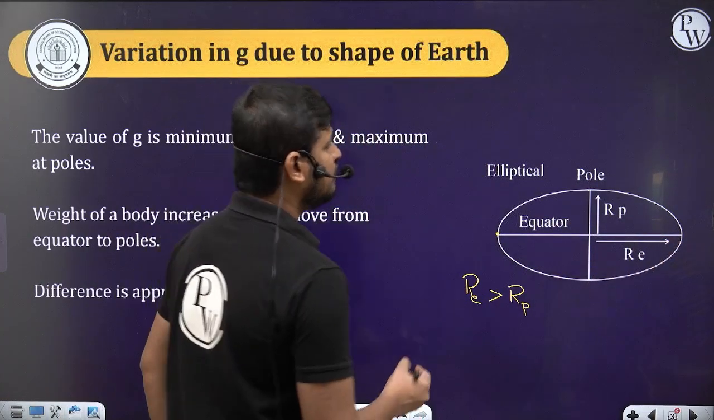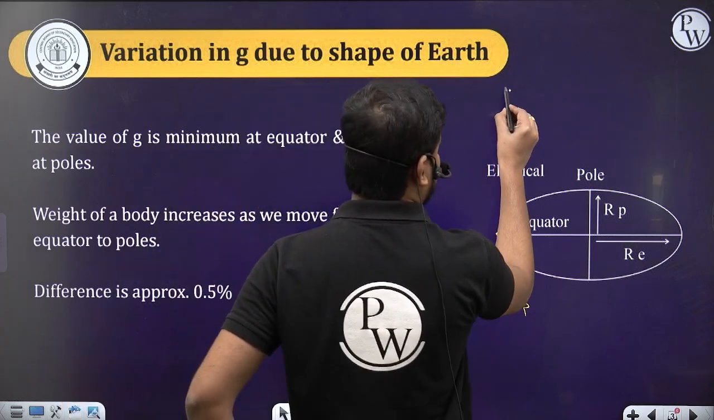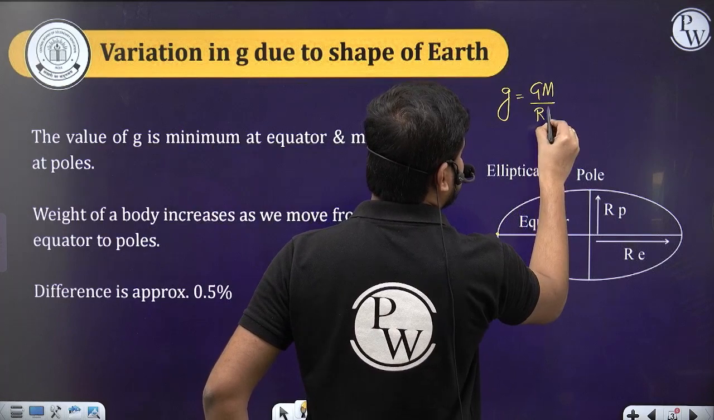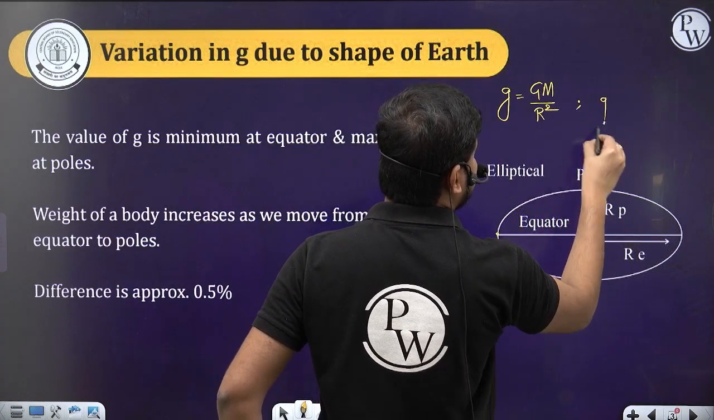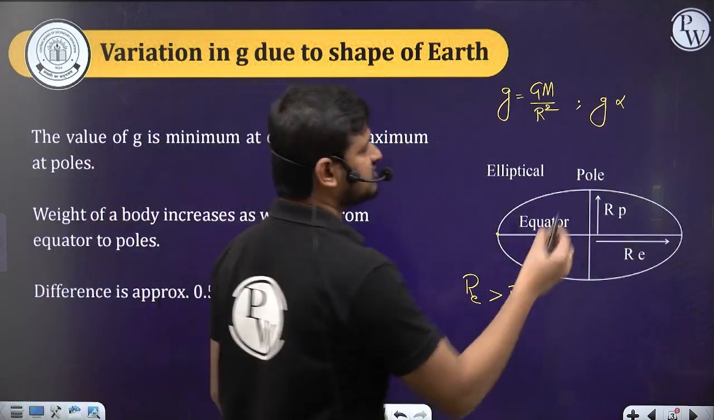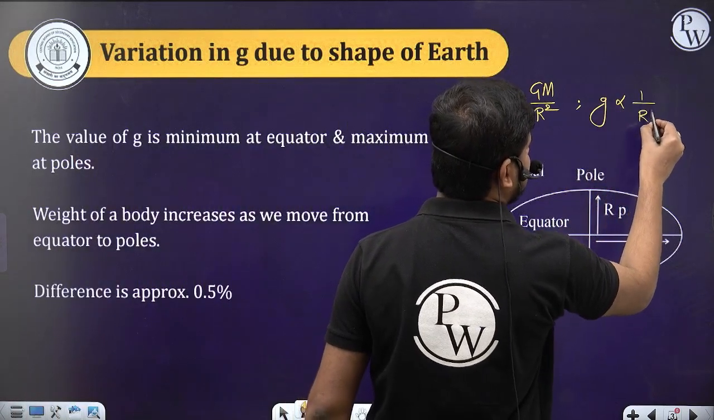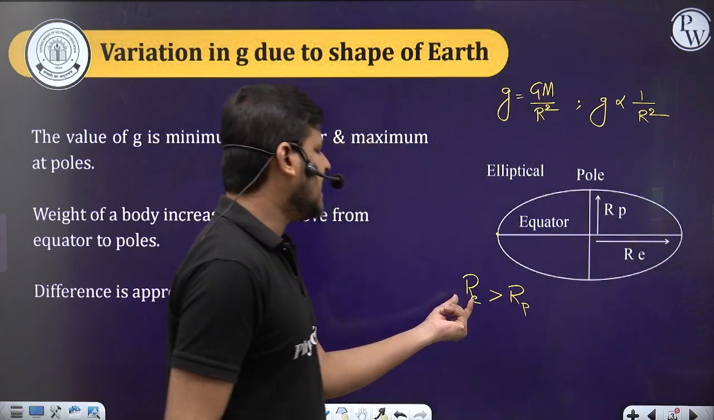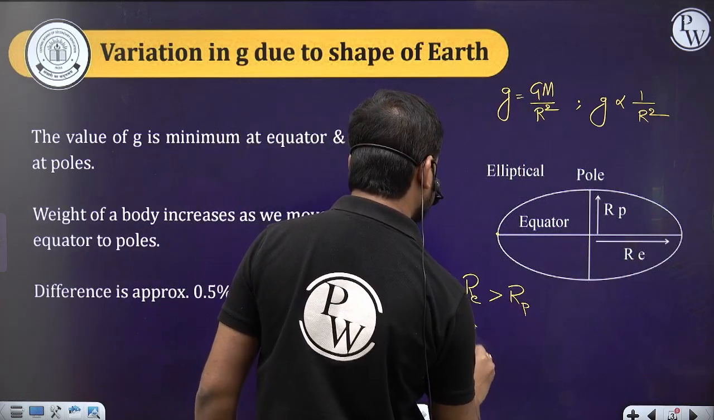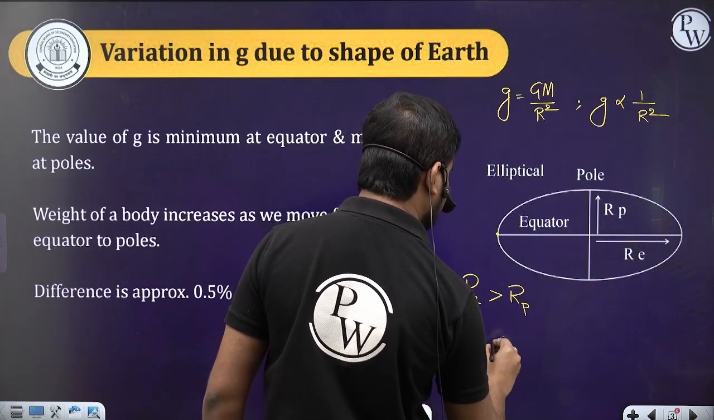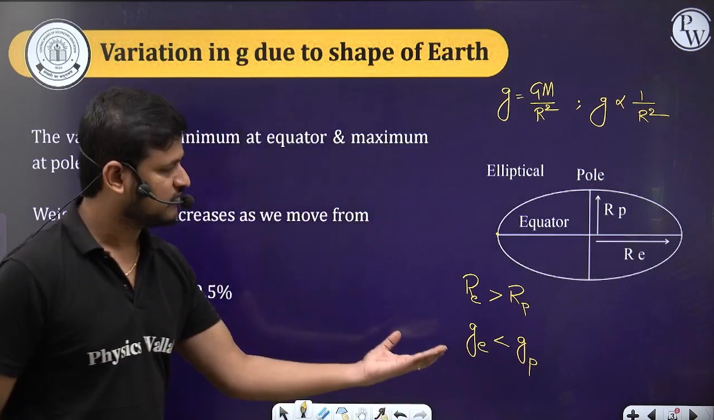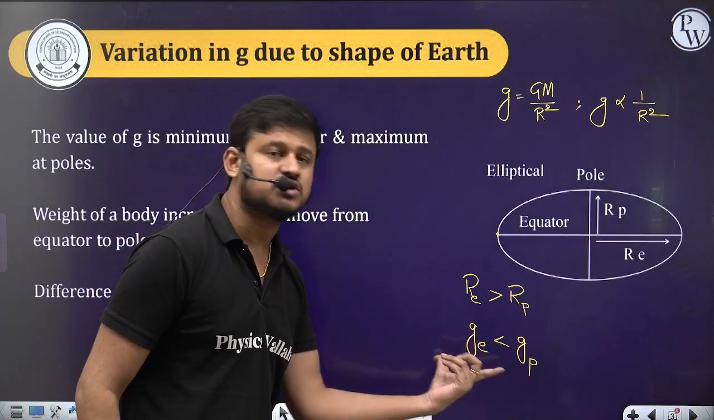Okay, so we know that the small g value is equal to GM by R square. From here you can say that the acceleration due to gravity is inversely proportional to the square of the radius, right? Now as Re is greater than Rp, shall I say that the acceleration due to gravity at the equator will be less than the acceleration due to gravity at the poles? Okay, so this is the actual concept, guys.